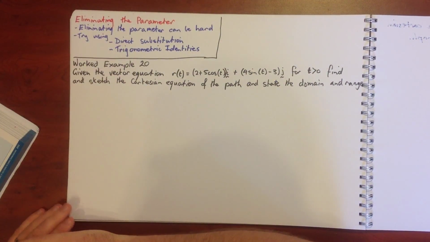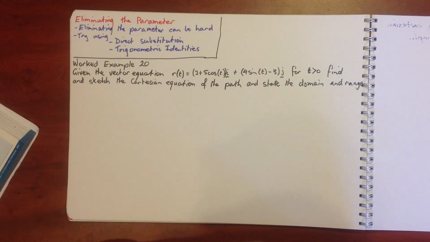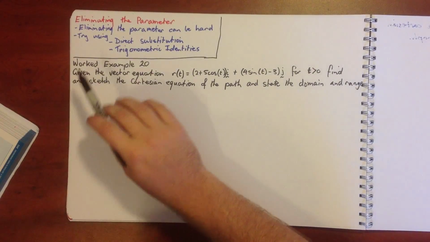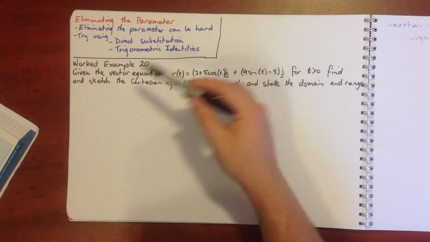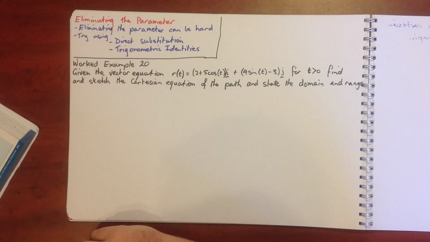Eliminating the parameter. Eliminating the parameter can be hard. Sometimes we need to try using direct substitution, which is what we did a minute ago, but we can also use trigonometric identities as well, which is what we're going to need to do in worked example 20.